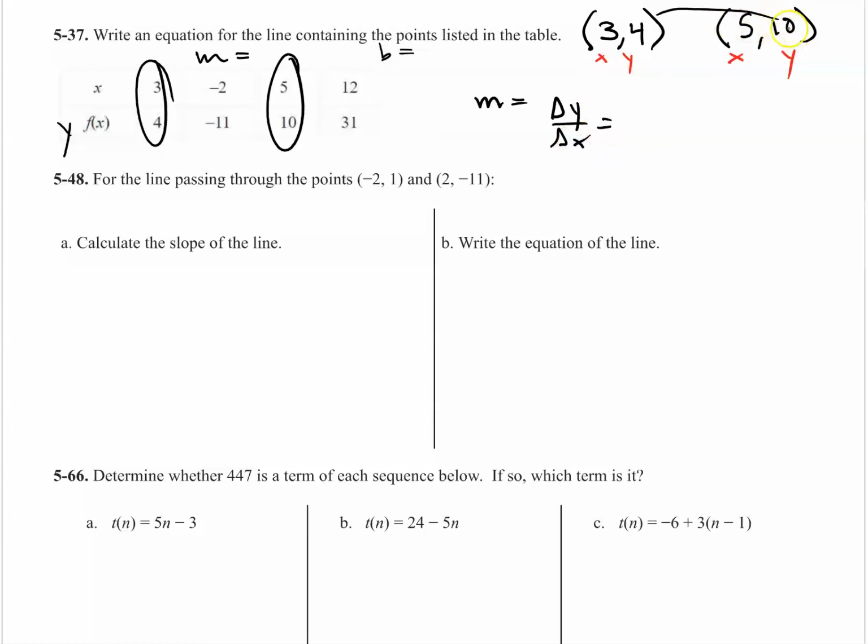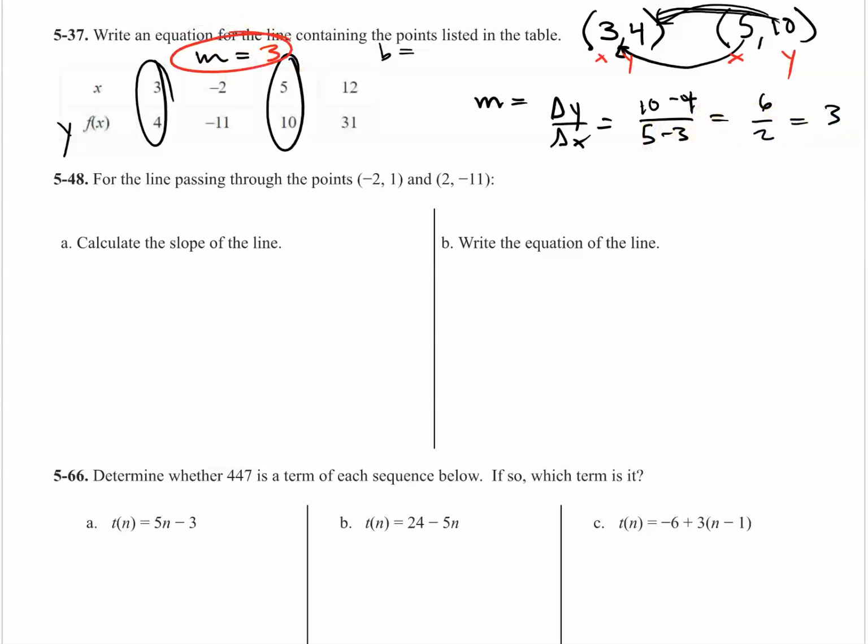So delta y is the difference between these two, 10 minus 4. And since I went from right to left, that means for the x's, I also had to go right to left. So we've got 10 minus 4 on the top, and then when you subtract the x's, it's 5 minus 3 on the bottom. So 10 minus 4 is 6, over 5 minus 3 is 2, answer 3.